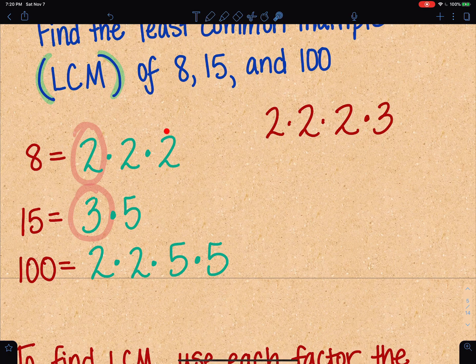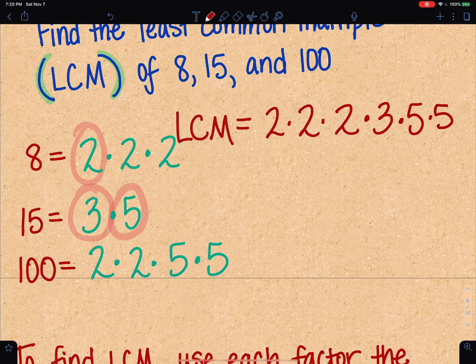Okay, what's the next number that I haven't used? It is going to be this 5. And if I scan through, there's no 5s here, there's 1 5 here, there's 2 5s here. So I've got to use it twice. So I'm going to do 5 times 5. And if I multiply all of that together, that's going to give me my LCM.